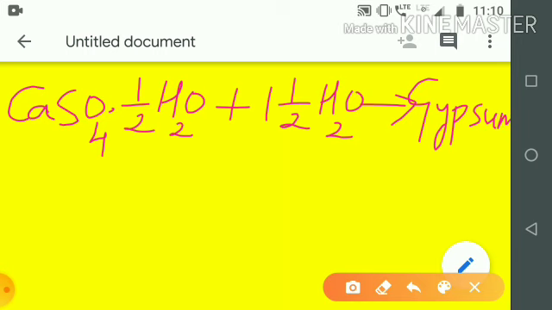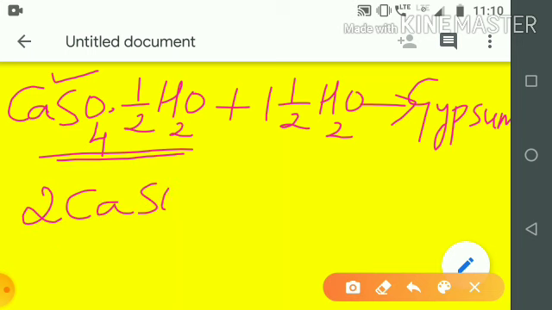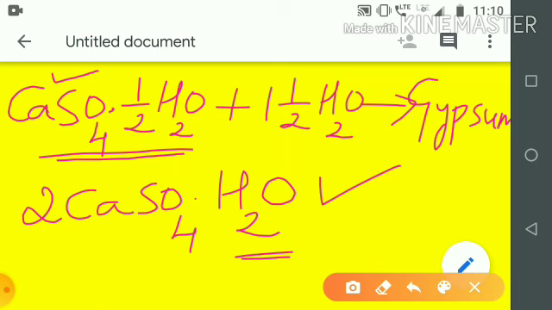Now the question is, what is this half molecule of water, or how is it possible to have a half molecule of water? The actual reason is there are two molecules of calcium sulfate which are sharing one molecule of water. So then it will become one calcium sulfate sharing half molecule of water. So you can also write down POP as 2CaSO4.H2O. So this is also the correct formula for plaster of Paris.